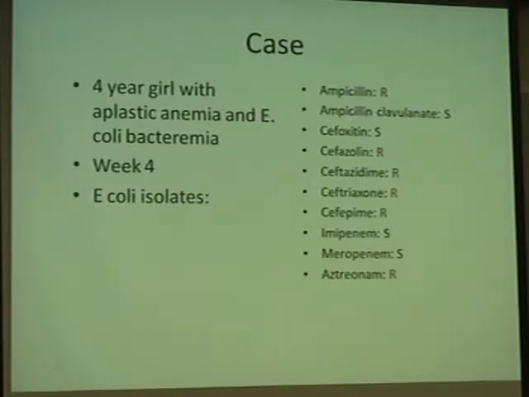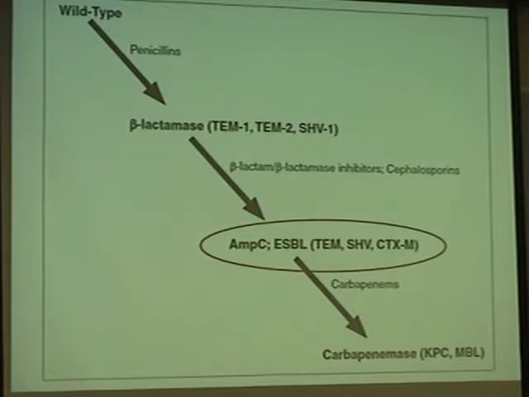So looking at her susceptibility pattern now, again, she's resistant to ampicillin, but she is susceptible to ampicillin-clavulanic, cefoxitin, and our carbapenems. So what would you suspect our cephalosporinase to be in this case? You think it's an AmpC or an ESBL? ESBL.